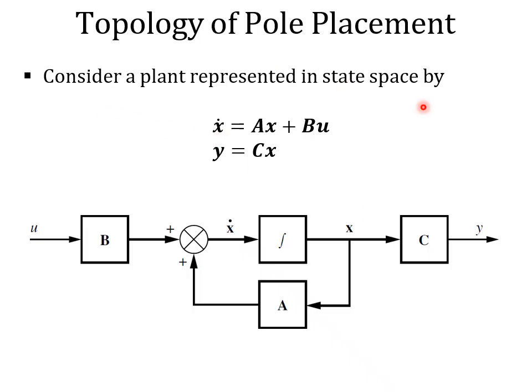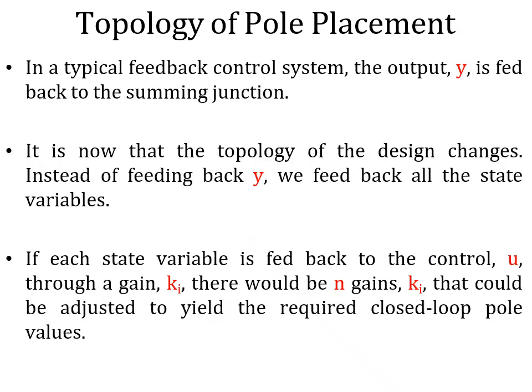We have a plant in state space given by x dot equals Ax plus Bu and y equals Cx. x dot equals B times u plus Ax. We integrate x dot, we get x. Then we multiply x by C to get y. This is a topology of the pole placement.